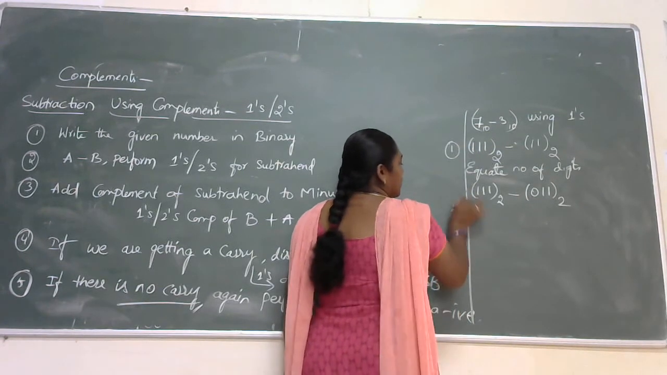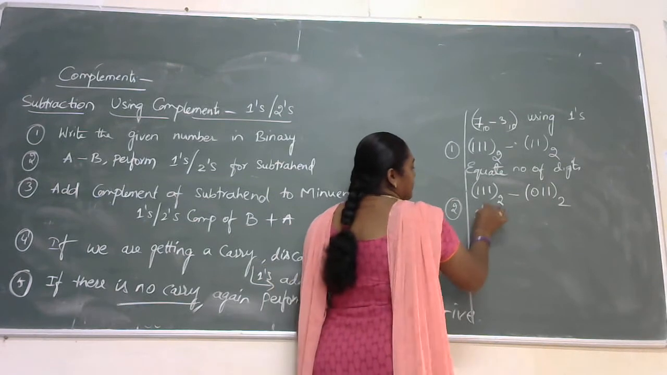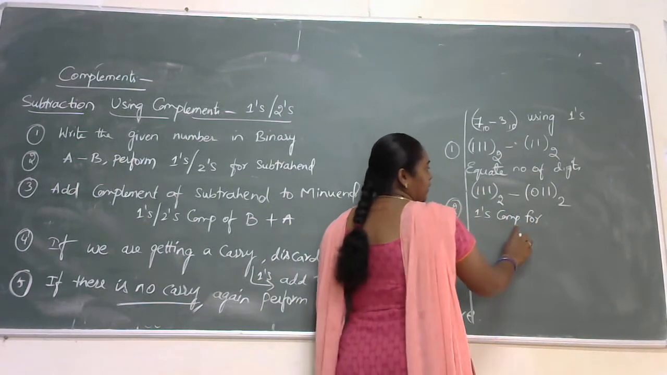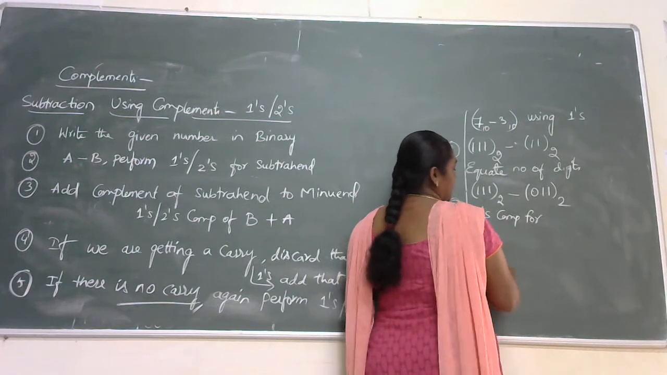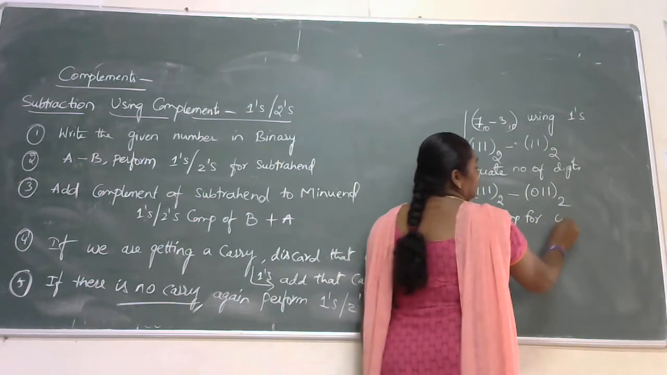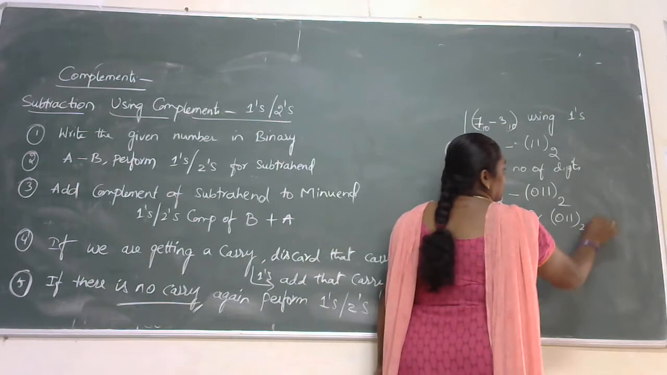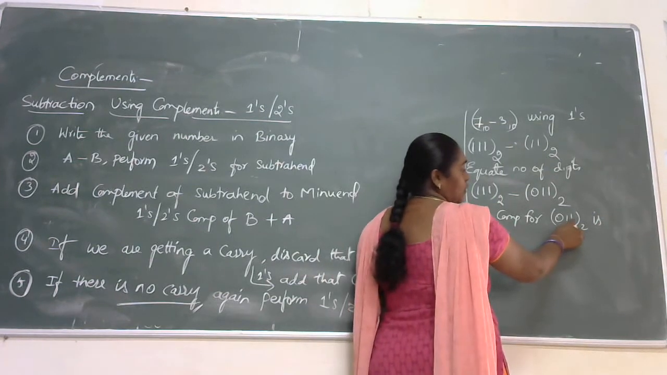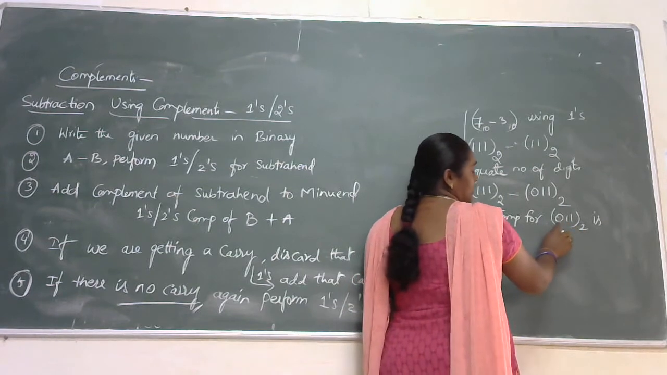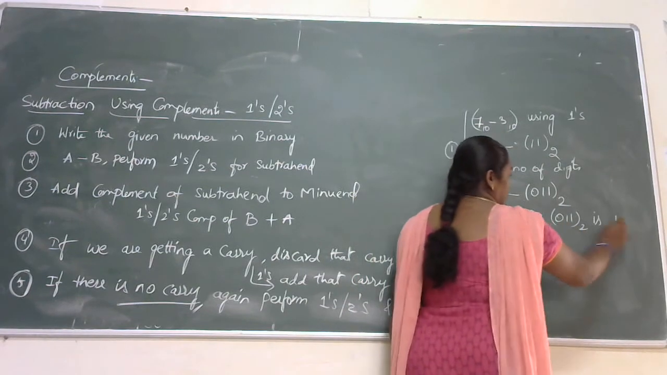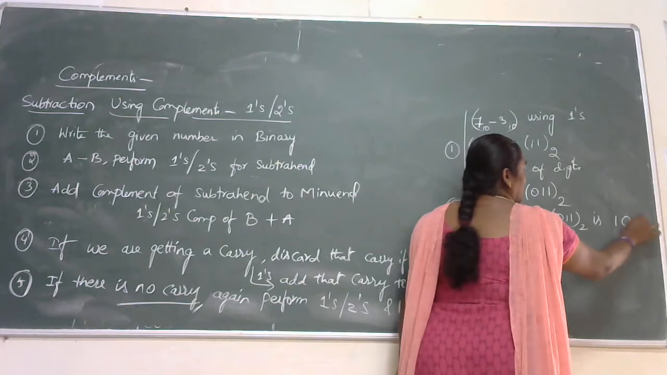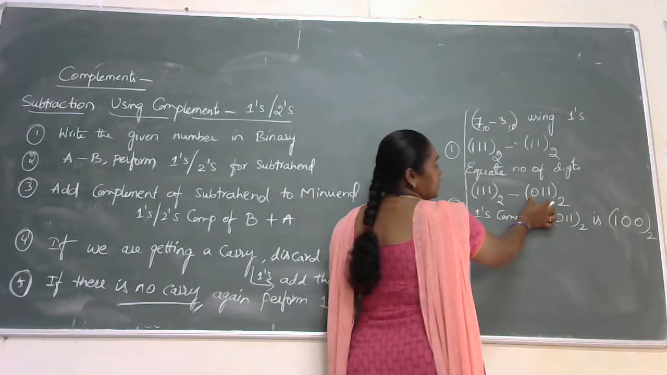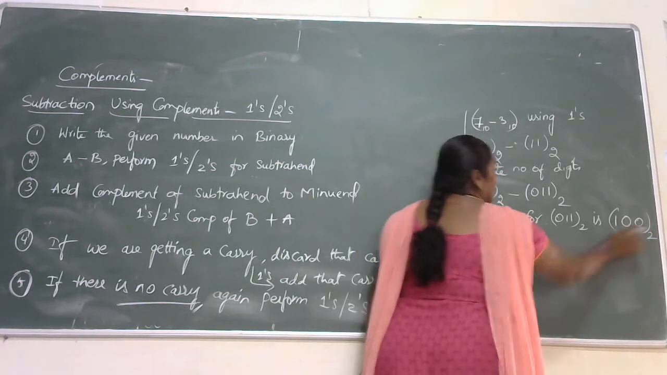Step 2 is we need to perform 1's complement for the negative number. Here the negative number is 011. 1's complement is nothing but replacing 0 with 1 and 1 with 0. So here 0 becomes 1, 1 becomes 0, and 1 becomes 0. Base is 2. So the 1's complement of 011 is 100.